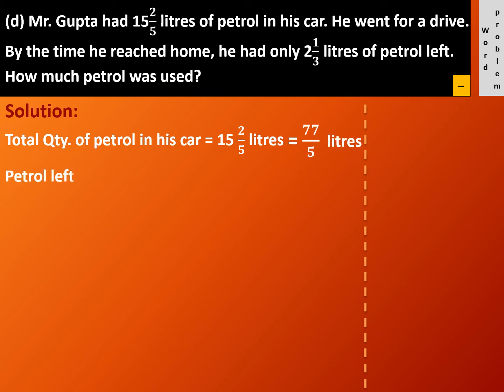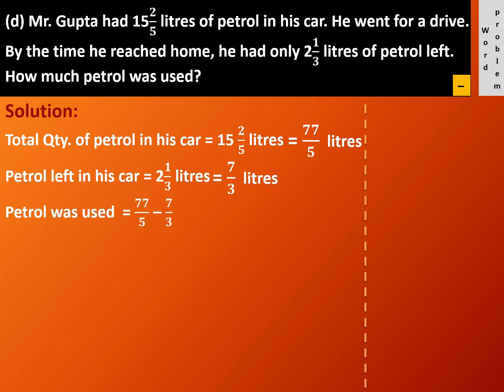And the second statement is: petrol left in his car is equal to 2 1/3 liters. Let's convert it into an improper fraction. How? Let's see. 3 2s are 6, and 6 plus 1 is 7. So the fraction is 7/3 liters. And the third statement is: petrol used is equal to 77/5 minus 7/3.